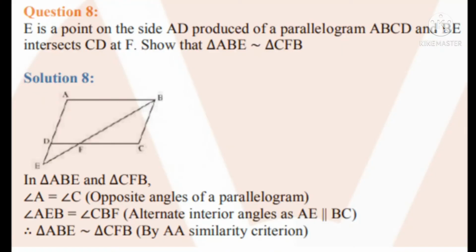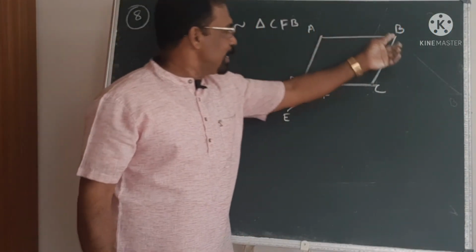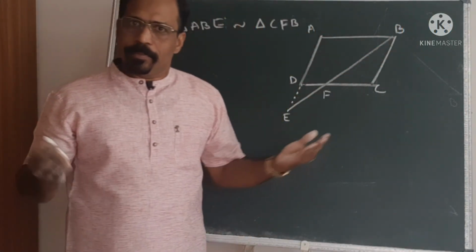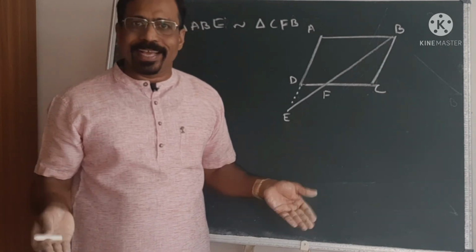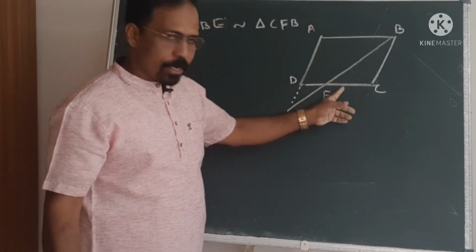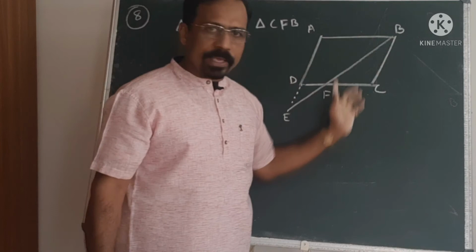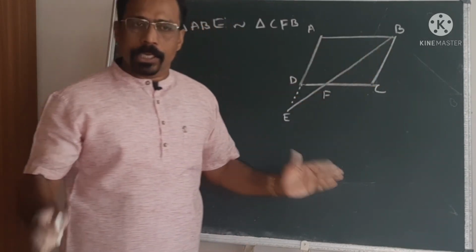Let us look at question number 8. E is a point on the side AD of a parallelogram ABCD, and BE intersects CD at F. Show that triangle ABE is similar to triangle CFB. So it is given that ABCD is a parallelogram. What is the meaning of a parallelogram? Opposite sides are parallel and equal. So this AB is parallel to this, and AB is equal to CD and AD is equal to BC, and they are parallel and equal.